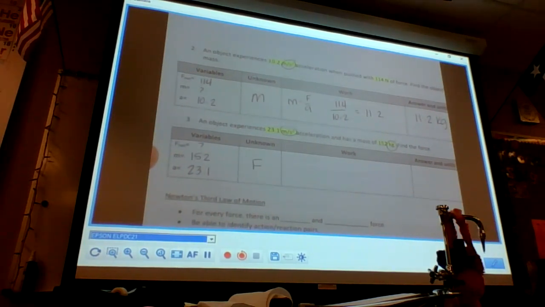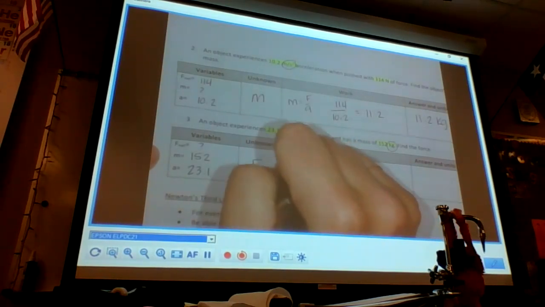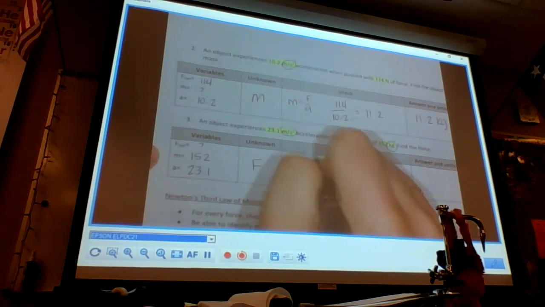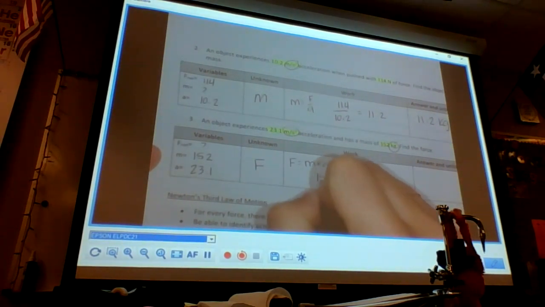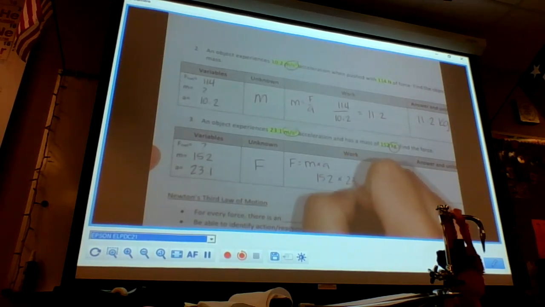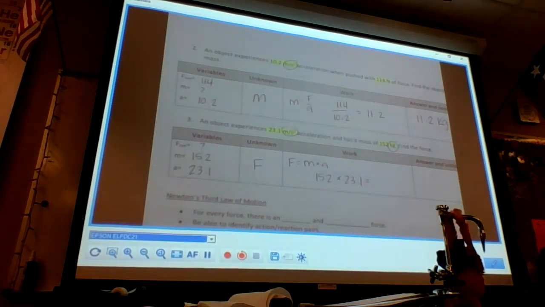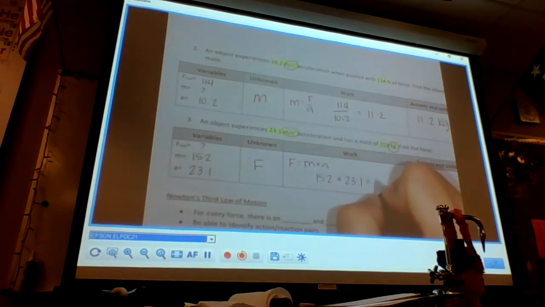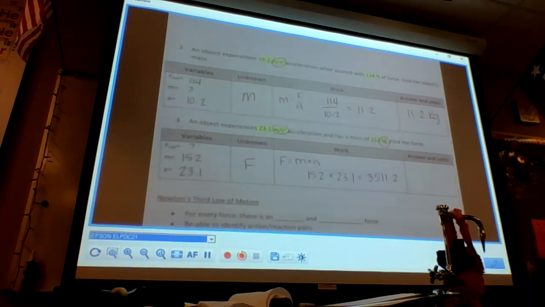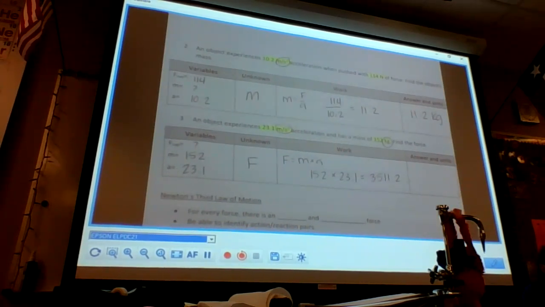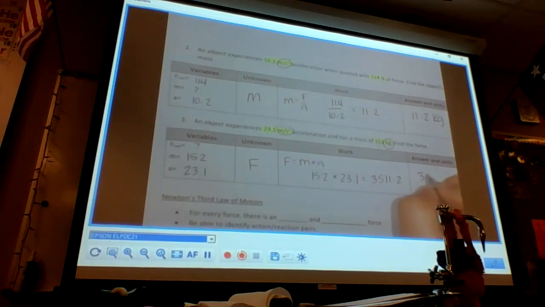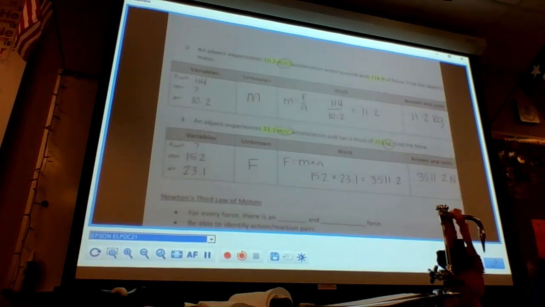When you look for F, what do you do with your math? Multiply, because F equals M times A. So we're going to do 152 times 23.1. And you get 3,511.2. Newtons will be your unit because you're looking for force.